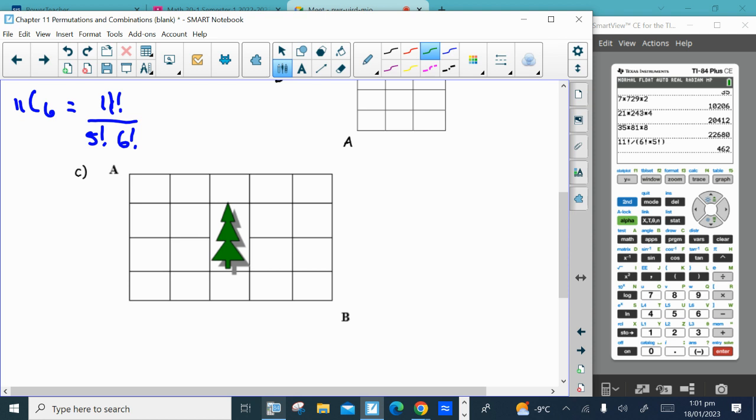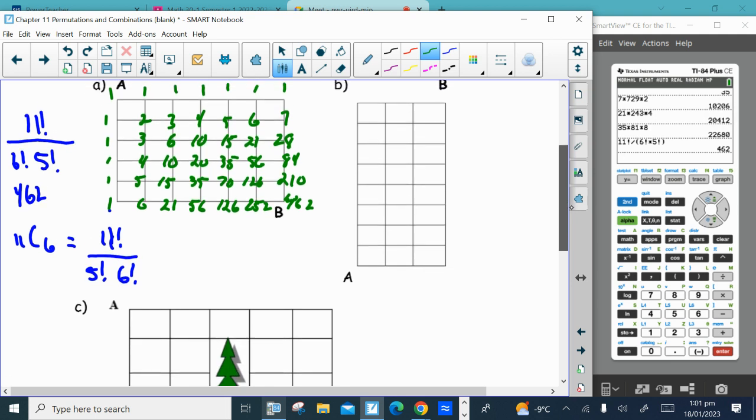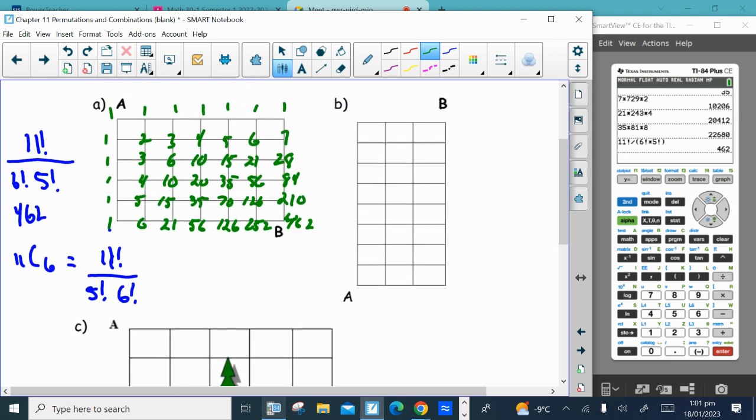When we look at question C, we cannot use factorials or combinations for question C because it's not a complete rectangular grid, right? In this case here, the person has to go around the tree. So it's not a full, complete rectangular grid. So we cannot use combinations or factorials for question C. We could for question B, though, because it is a complete rectangular grid.